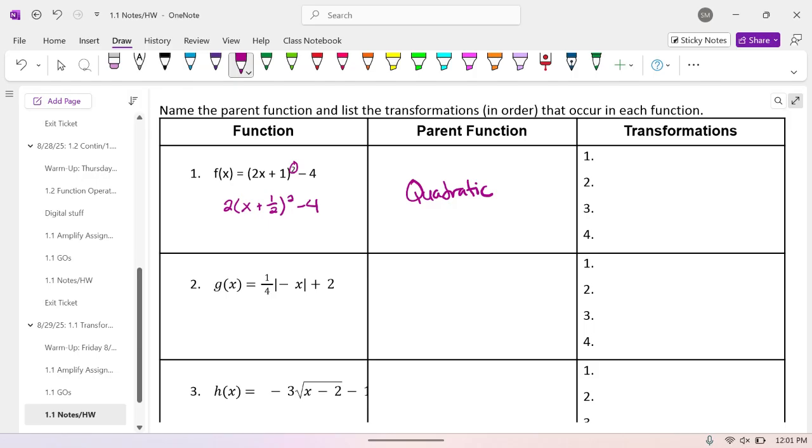Now, that being said, what is my horizontal translation? So where am I looking? Horizontal affects what, x or y? X. So would that be inside or outside my brackets? Inside. So looking inside my brackets, what's going on?